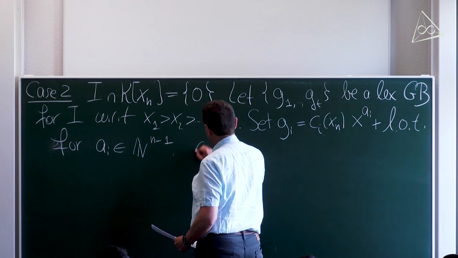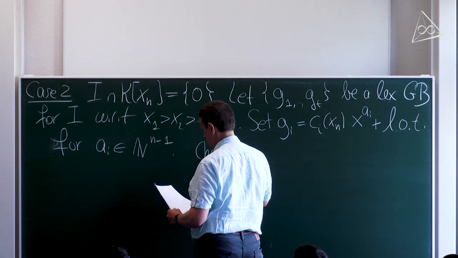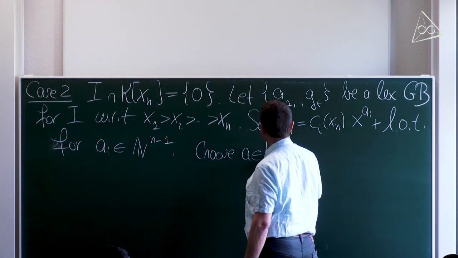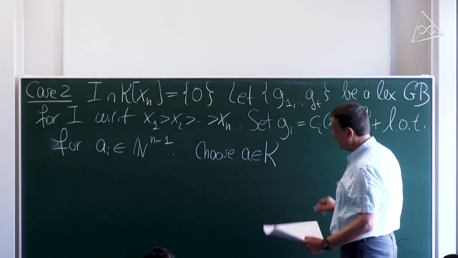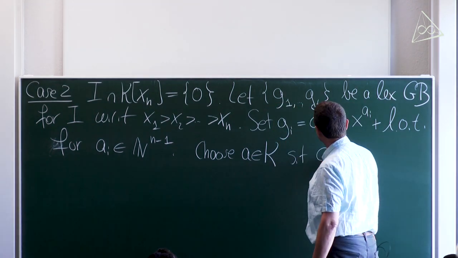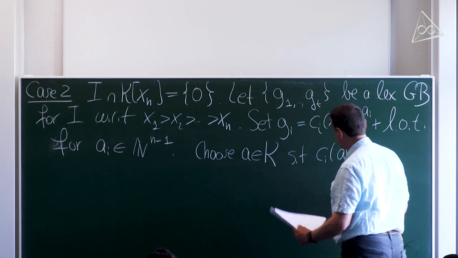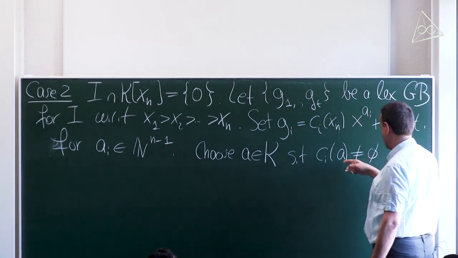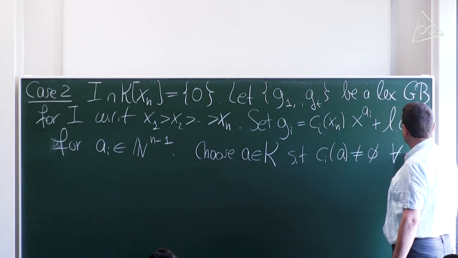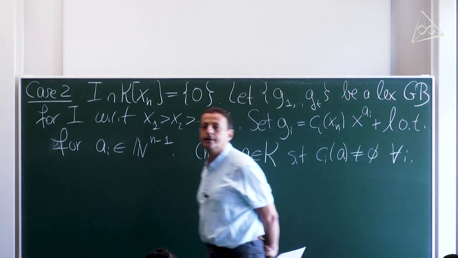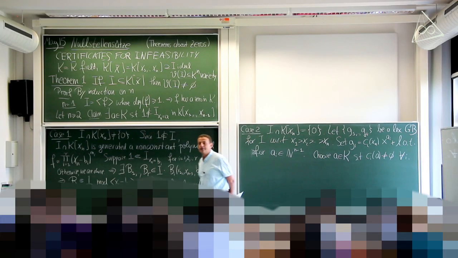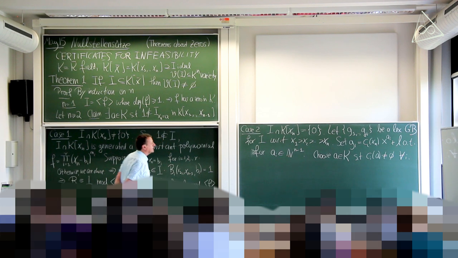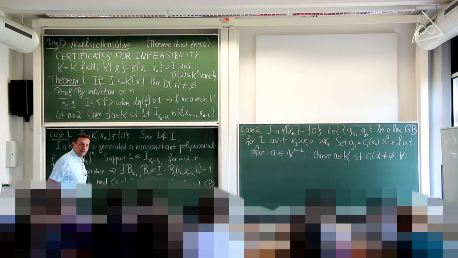So let's choose. We can certainly choose a scalar A in our infinite field K such that A is a non-root of Ci for every i. Right? Over an infinite field, you can find lots of hay in the haystack. You can always find a non-root of a polynomial, and you can find a non-root of T polynomials.